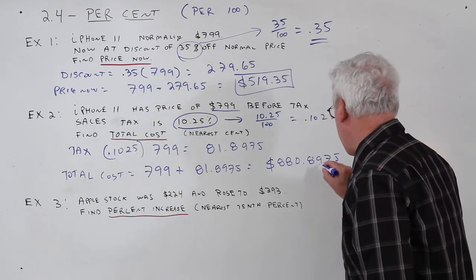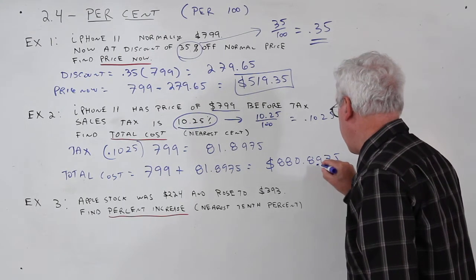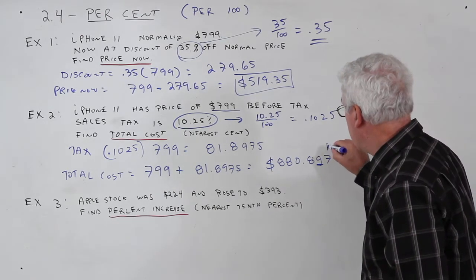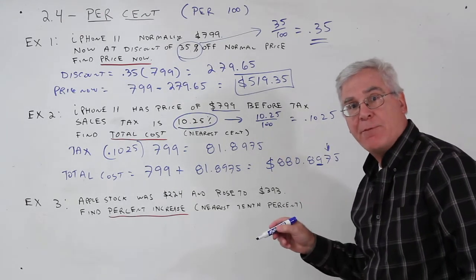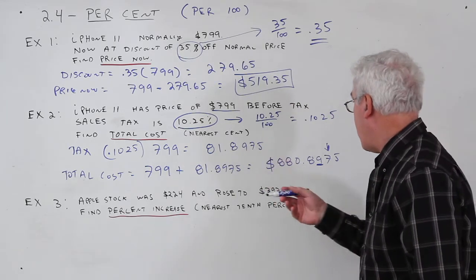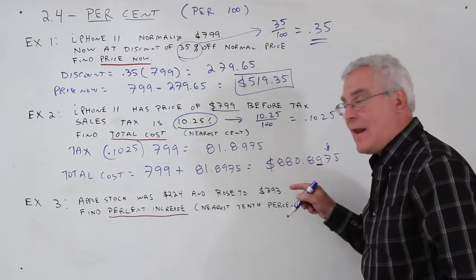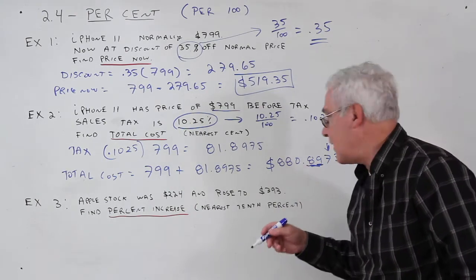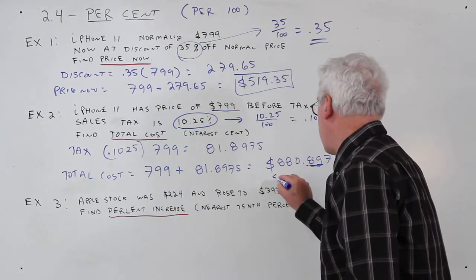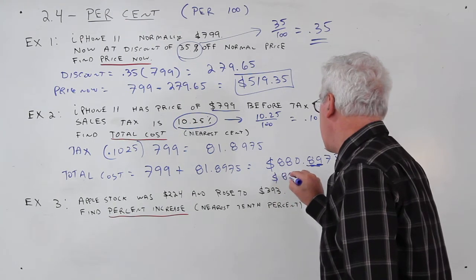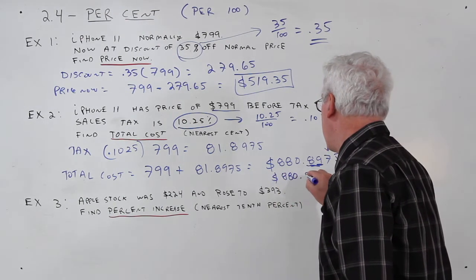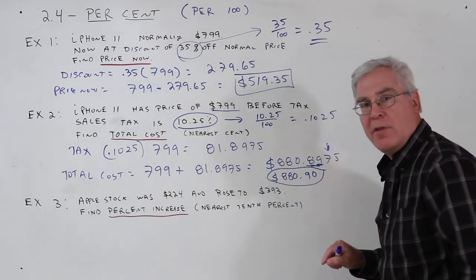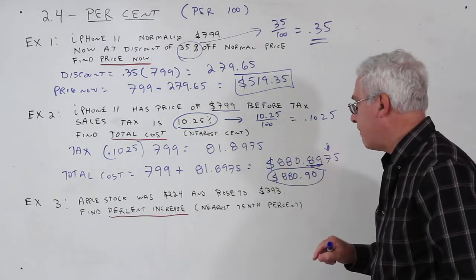Okay, now rounding to the nearest penny. The nearest penny is right here. I underline that, and then I go to the next digit. The next digit is a 5 or above, so I'm going to have to round that up. I'm already at a 9 there, so I look at what's after 89: 90. So if I round that to the nearest penny, 880.90. It's very important that you keep that last zero in there.